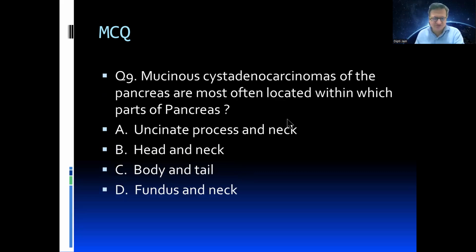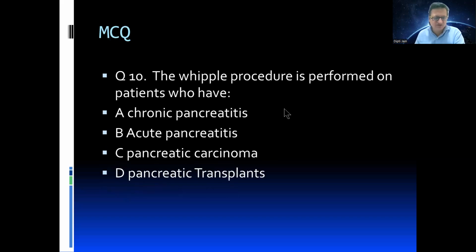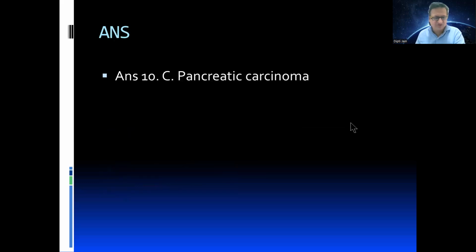Mucinous cystadenocarcinoma of the pancreas is most often located within which part of the pancreas? So it is situated mostly in the body and tail of the pancreas. Body and tail is the correct answer in this. The Whipple procedure is performed in the patient who has chronic pancreatitis, acute pancreatitis, pancreatic carcinoma, or pancreatic transplant. So answer is pancreatic carcinoma.